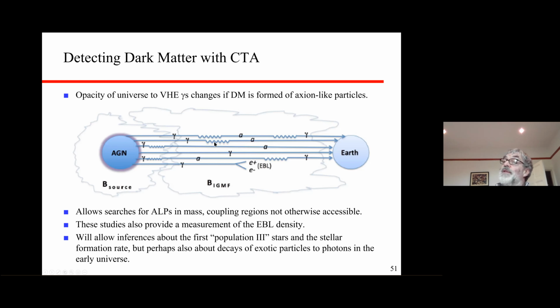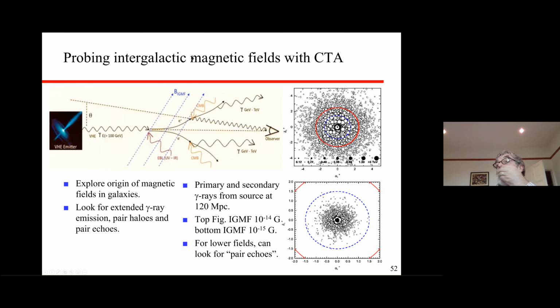Okay, so that's an indirect way we could use CTA to try and identify if axions or axion-like particles are responsible for the dark matter. So that's another thing we could try and do. Related to that again, we could try and use this same kind of idea to work out what those intergalactic magnetic fields are. So again, let's look at a very distant high energy source.